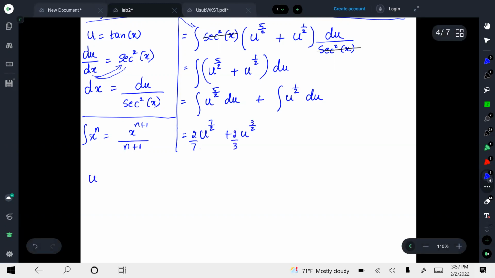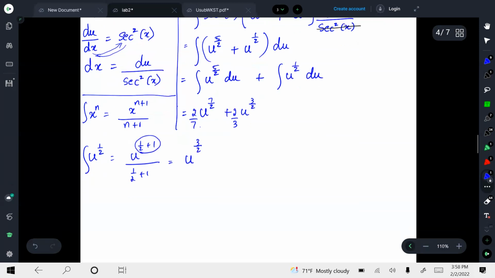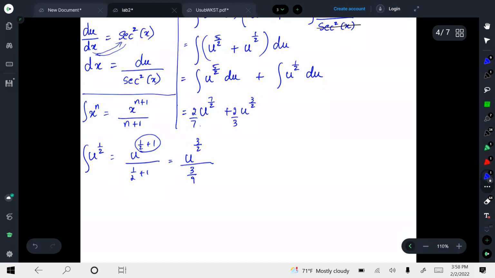I will show you one power rule. Now we know that this is half plus 1, so the power becomes 3/2. When you add half plus 1, that is 3/2, divided by, again, 3/2. Now you need to bring this to the numerator. So this becomes 2 times 3/2 divided by 3. That's how you get this.